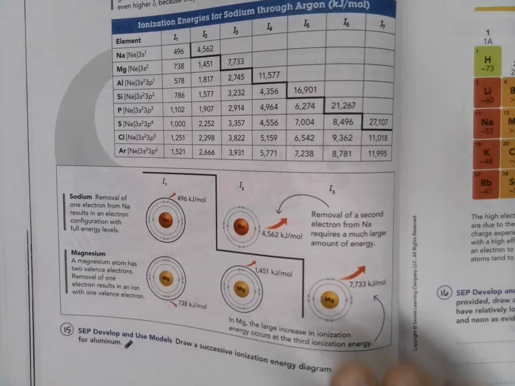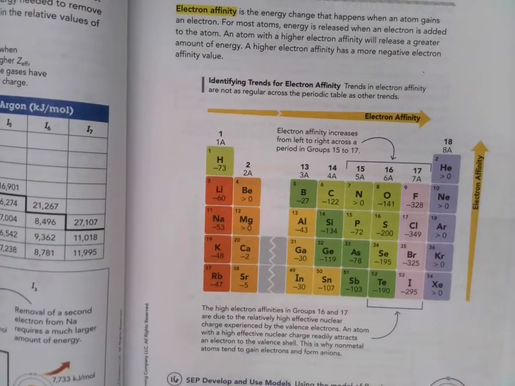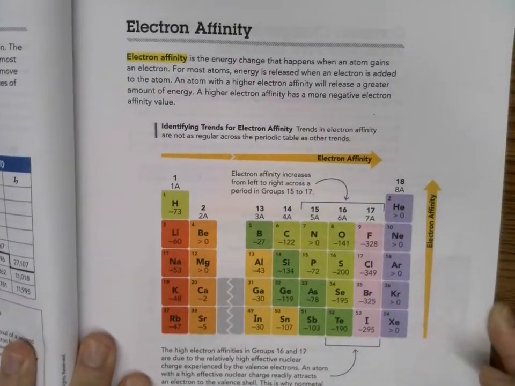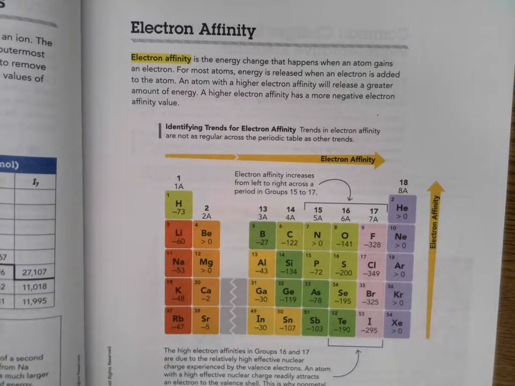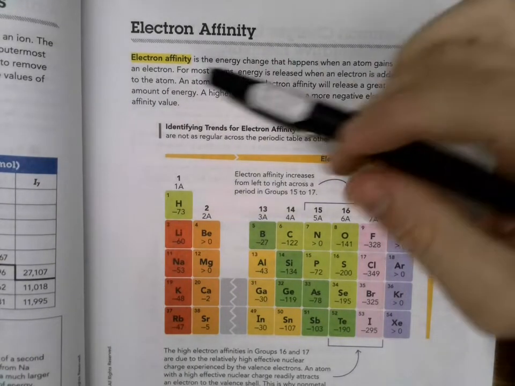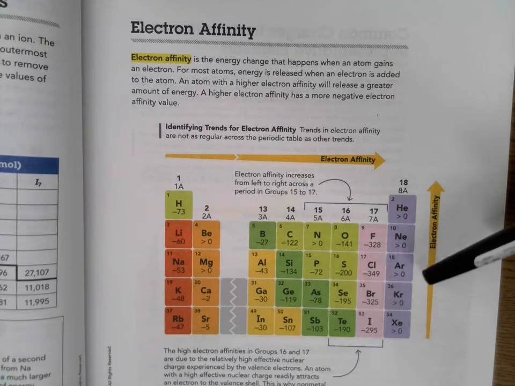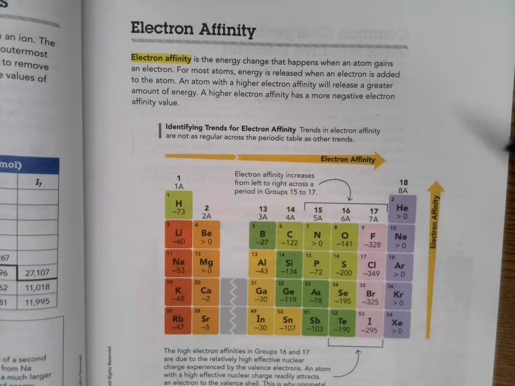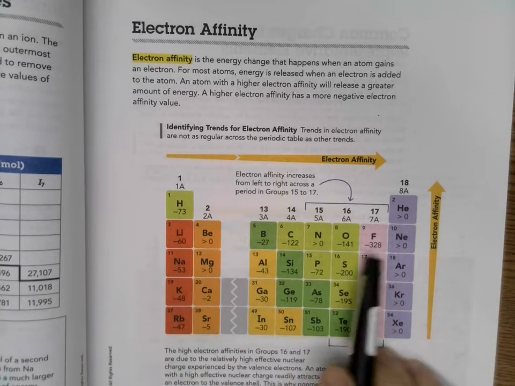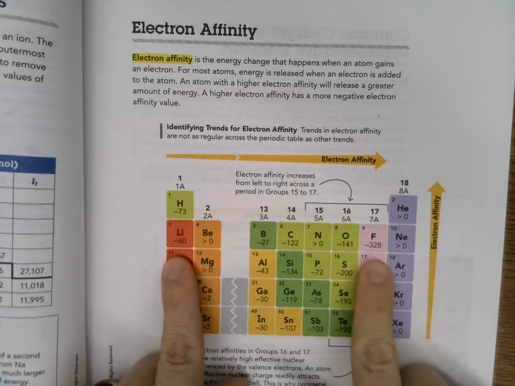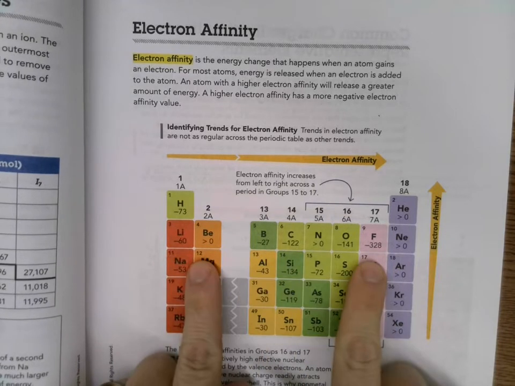Okay? All right. Now let's talk about the 3rd trend, and that's electron affinity. It is the energy change that happens when an atom gains an electron. So when electrons join an atom, it releases energy. Okay. Lithium to fluorine, right? We keep going back and forth to the extremes, okay, because these guys all fall in between.